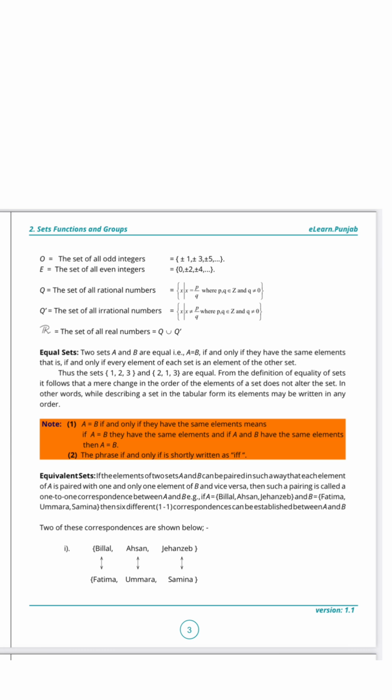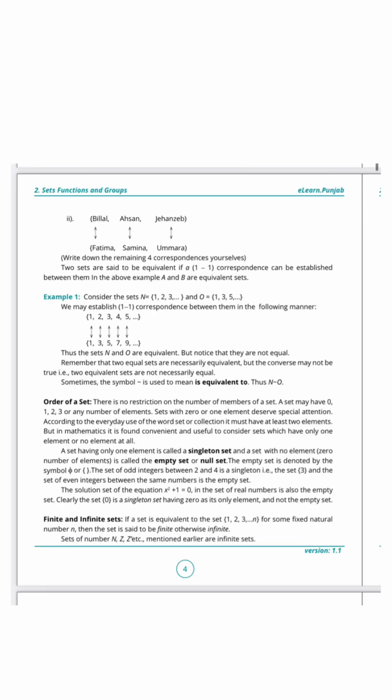Equivalent sets will be like if we have Bilal, Ahsan and Jahzeb, they can be paired with Fatima, Umara and Samina respectively, right? Like Bilal with Fatima, Ahsan with Umara, meaning one by one, one to one, and then Jahzeb with Samina. These are the pairings that can be done. Then Bilal can be paired with Fatima, Ahsan with Samina and Jahzeb with Umara.